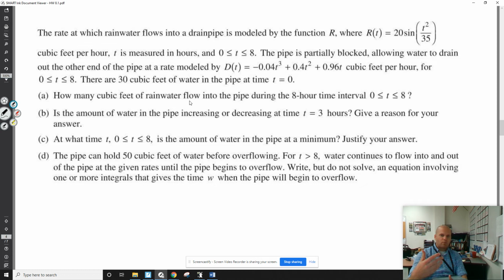How many cubic feet of rainwater flow into the pipe? Is the amount of water in the pipe increasing or decreasing? When do we have a minimum amount of water in the pipe? Then we get questions like, we can hold 50 cubic feet of water before overflowing; if water continues to flow in and out, write an equation. It's like, oh man, this seems really tough. But it's not. Let me go back to our notes.